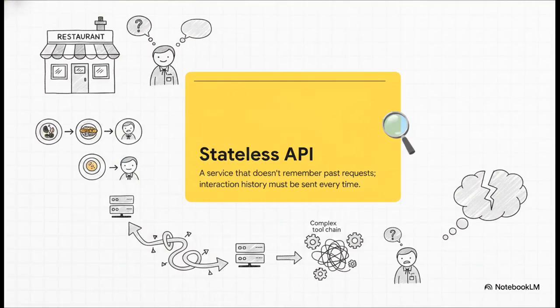But here is the catch, and it's a big one. This restaurant is totally stateless. The waiter has complete amnesia. They do not remember your last order. Every single API call is completely independent. So if you want a multi-turn conversation, you have to send the entire interaction history with every single request just to maintain context. If your agent forgets to pass along even one piece of context during a complex tool chain, the model literally loses the plot instantly.